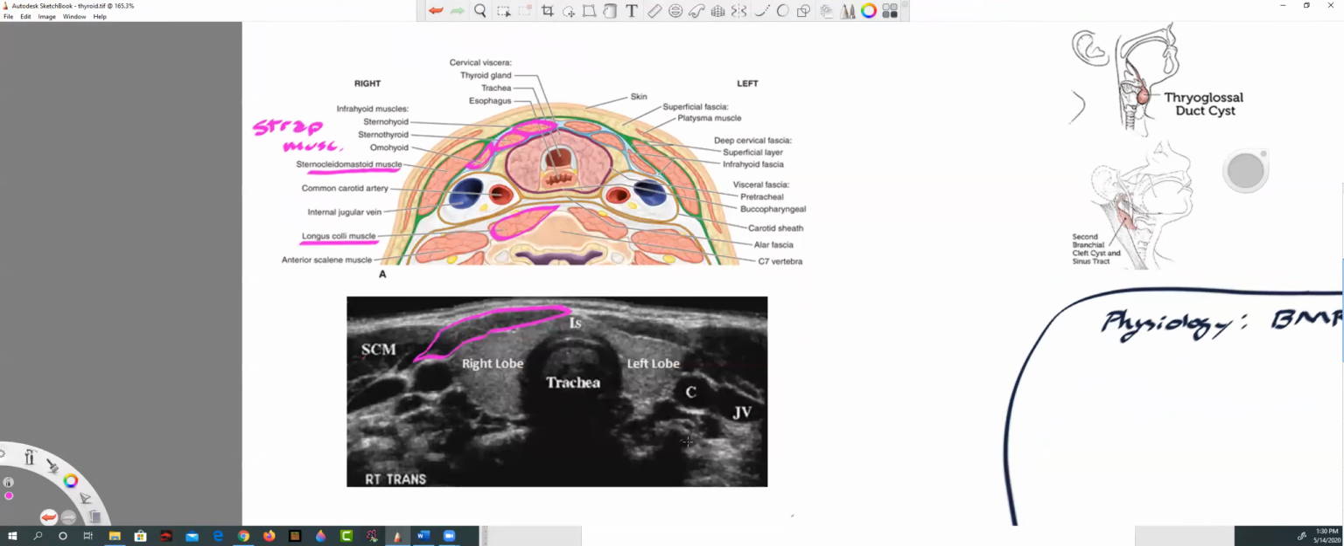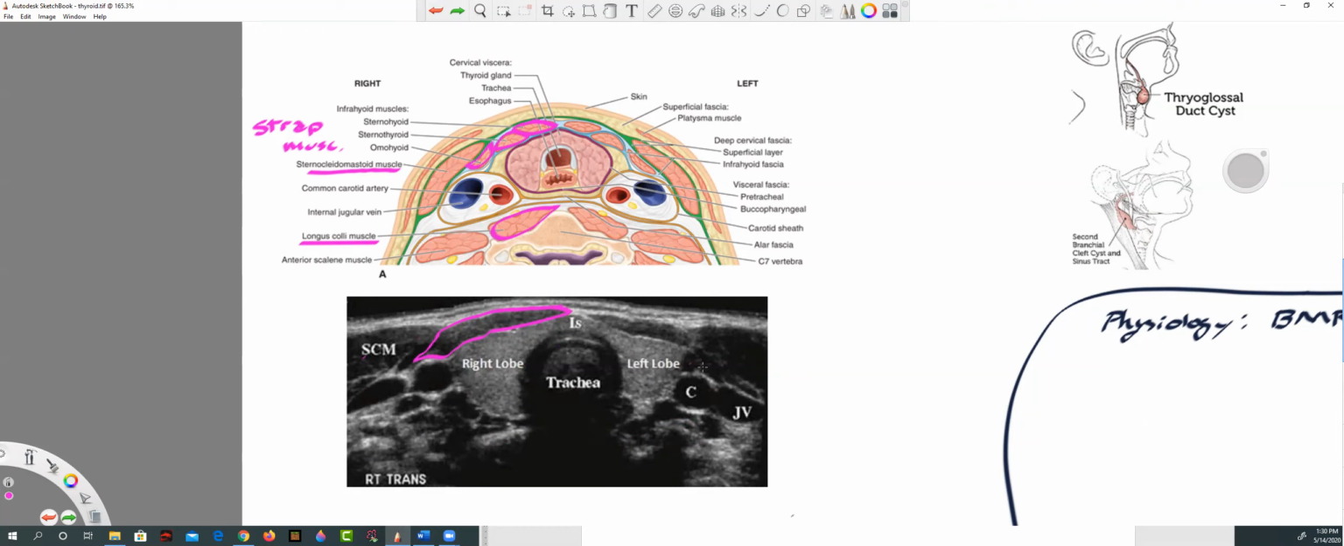So we're not seeing it great, but on that side, this side is just a little bit too shadowed out to see. But sometimes people will note a mass underneath the left or the right lobe, and it's not a mass. It is the longus colli muscle. So that's another one you need to know, even though this image is not showing it very well.